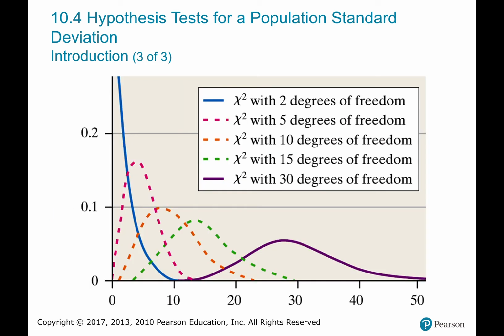Okay, so notice the purple one is more like a normal curve, but all the other ones are sort of like this. They're high on one end and they get lower and lower. Okay, and as you add more degrees of freedom, it becomes more and more normal. Okay, that's what they want you to notice.